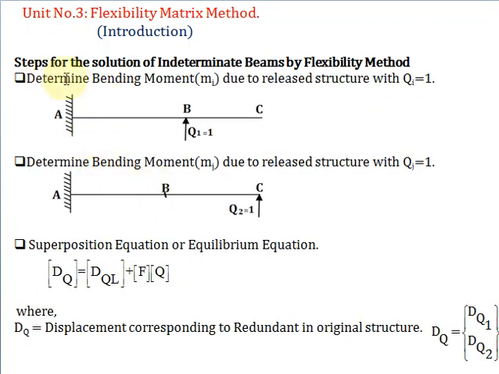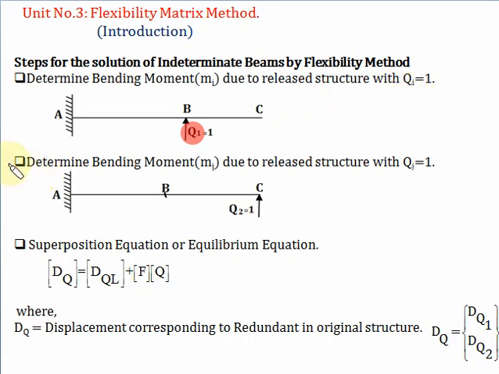Okay. So the next step is to determine the bending moment Mi due to the release structure with Q1 equal to 1. So next what you have to do, you have to remove all the external load, and our first unknown is what? It is the vertical reaction at B. So at that point you have to apply the unit force, and we'll call that Q1 equal to 1. So the force is 1 kilonewton. Then we have to find out the bending moment due to the release structure with Q1 equal to 1.